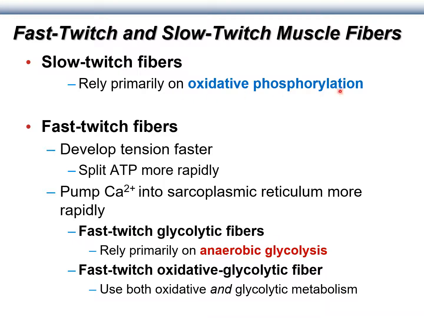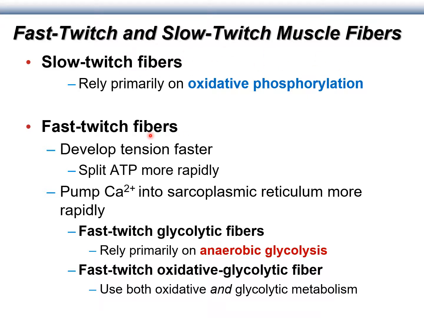And then we have our slow twitch, which relies primarily on oxidative phosphorylation. Slow twitch take longer to achieve maximal force. They take a few more minutes. That's because there's a sort of a delay as we ramp up oxidative phosphorylation.